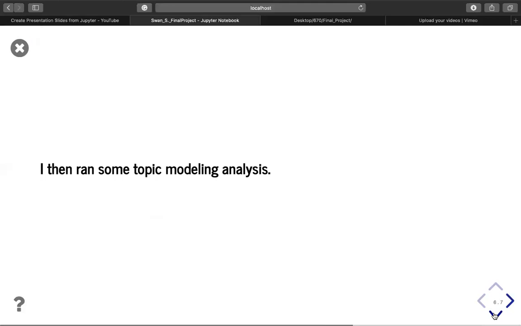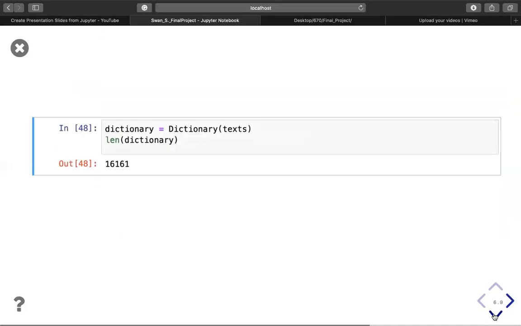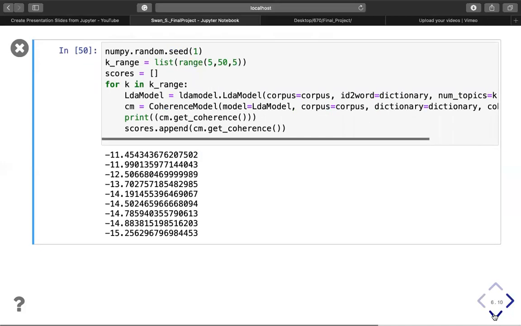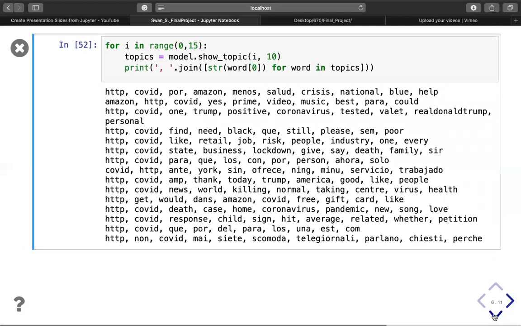Then I ran some topic modeling analysis. Here is just the beginning of topic modeling, going through all the steps, and then here are the popular topics and the words associated with them, which is the most important thing in regards to my original hypothesis or question that I was wondering, just themes.